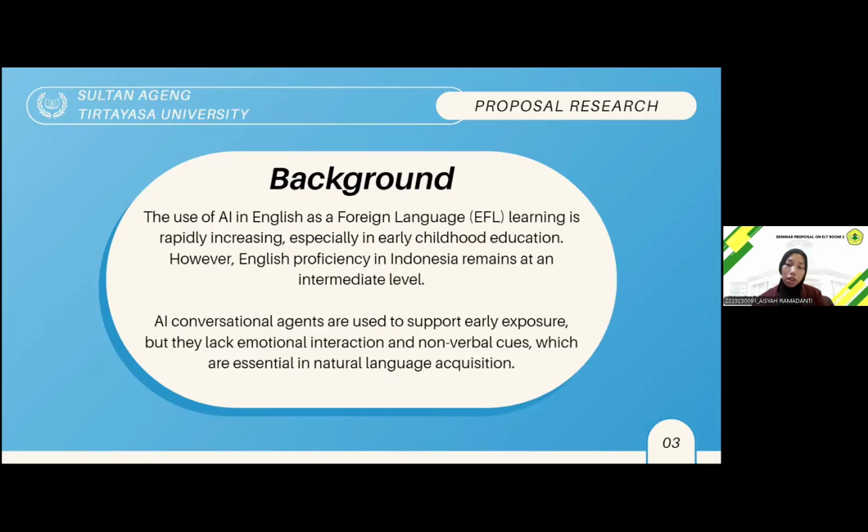One of the main concerns is that AI conversational agents lack emotional interaction and nonverbal cues. These elements are actually very important in natural language acquisition, especially for children. Children learn language not only from vocabulary and grammar, but also from facial expressions, gestures, tone of voice, and social context. Without these elements, learning may become less meaningful and less engaging.